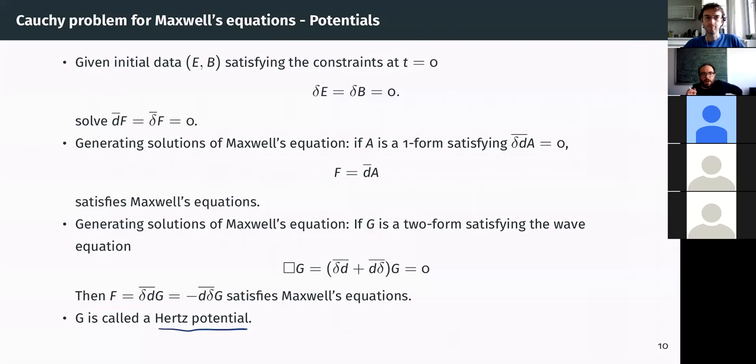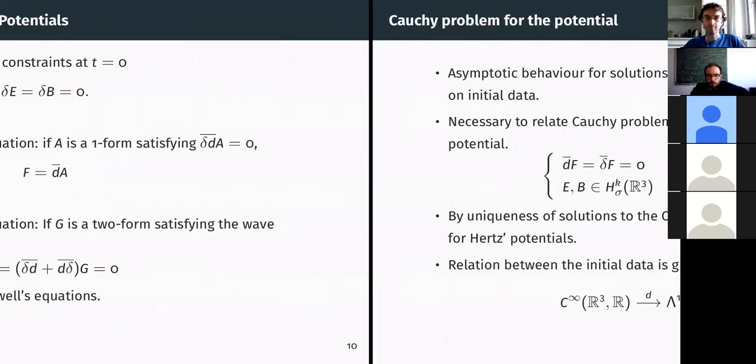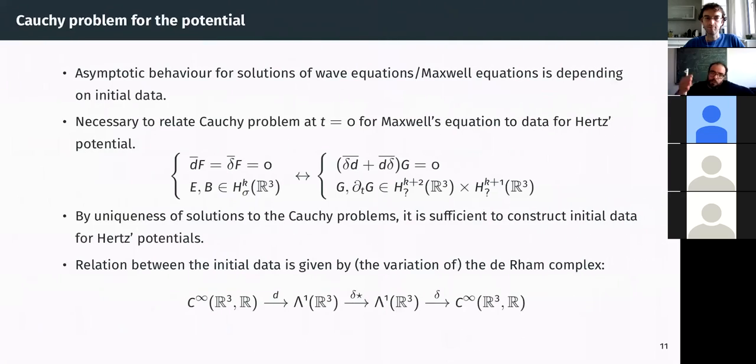Is this way of generating solutions to Maxwell's equation clear? Yes. Okay. So now, as you have seen, to understand the asymptotic behavior of the wave equation, we need to put precise assumptions on the initial data. So what we are really interested in would be to go from a Cauchy problem for Maxwell's equation here to a Cauchy problem for the Hertz potential.